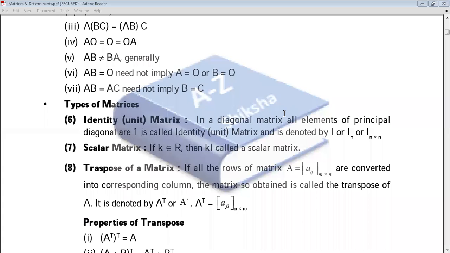So what will happen in transpose of a matrix? Suppose all the rows of a matrix capital A, m by n, are converted into corresponding columns. The matrix so obtained is called the transpose of the matrix capital A. It is denoted by capital A to the power T, or A', A dash. What is the meaning of this definition? Just go through it.